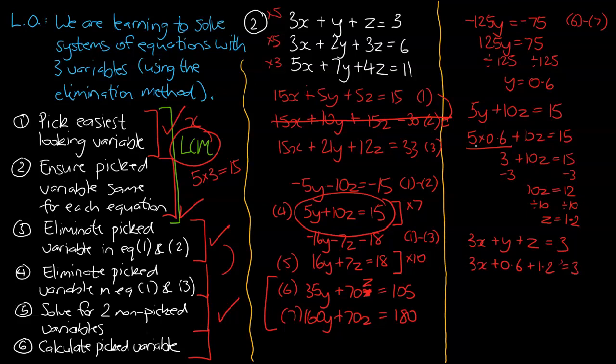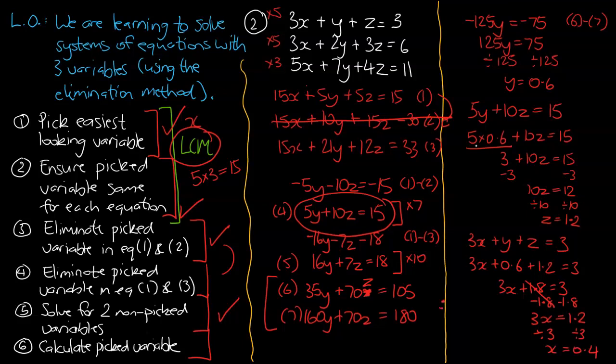Now we kick into our algebra. Let's add together the 0.6 and the 1.2. So we've got 3x plus 1.8 equals 3. We're going to go minus 1.8 to both sides. So those cancel each other out, leaving us 3x equals 1.2. And we're going to divide both sides by 3, which means x will be equal to 0.4.